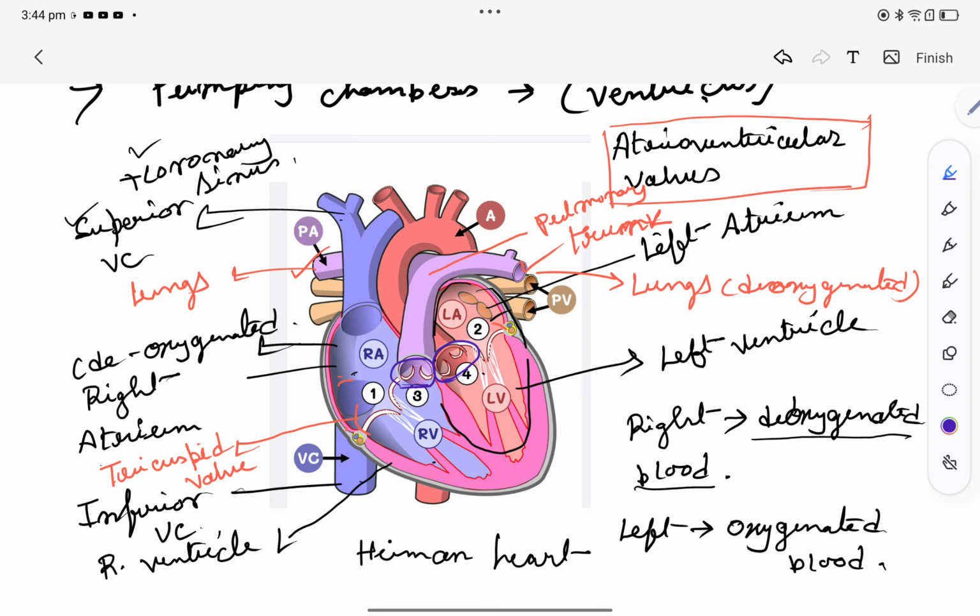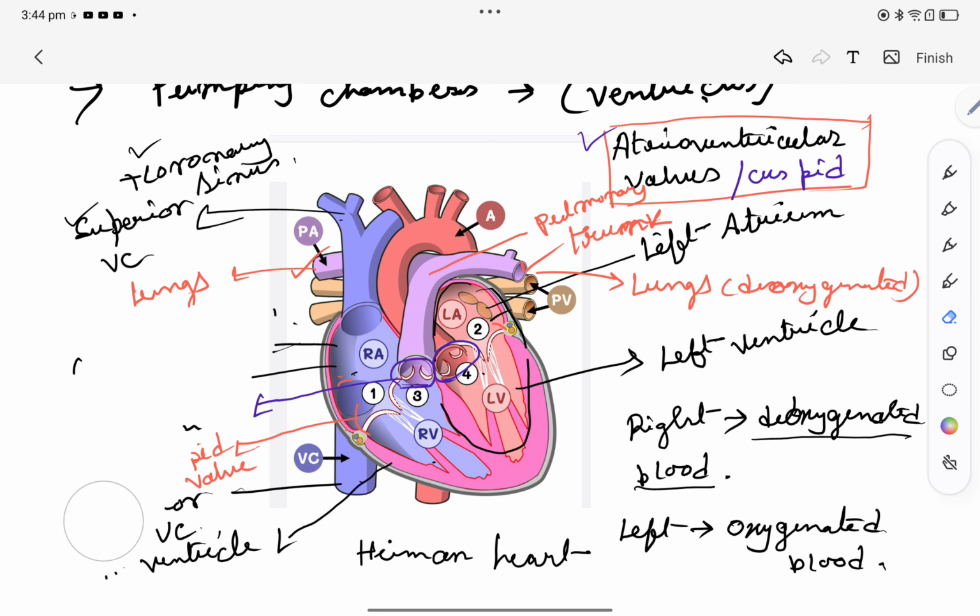So far we got to know two types of valves. One is atrioventricular valves or the cuspid valves, right? And here we got to know about the semilunar valves. Now these semilunar valves are particularly known as pulmonary valves. I'm going to erase this portion a little bit. Now this valve is called pulmonary valve.